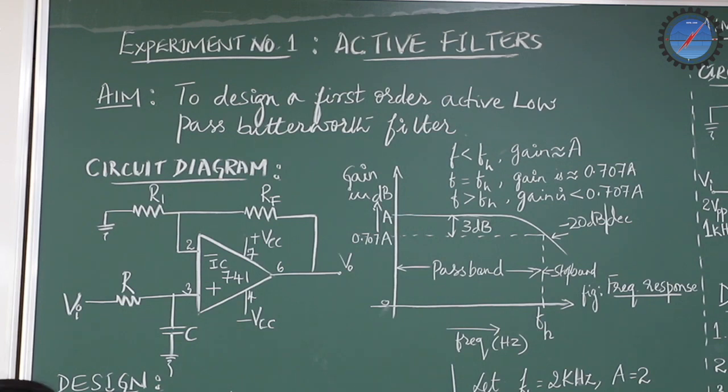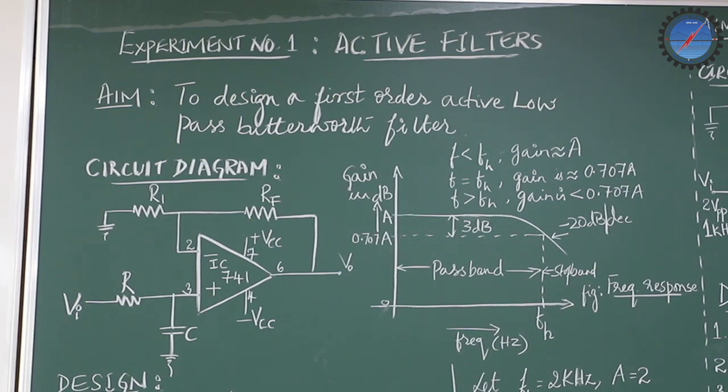Whereas active filters are built from op-amps, operational amplifiers, and along with that, we need a few passive components like resistors and capacitors. There are 4 different types of filters: low pass filter, high pass filter, band pass filter, and band rejection filter. For our lab syllabus, we have only the low pass filter and the high pass filter, so we'll just concentrate on those 2 experiments.